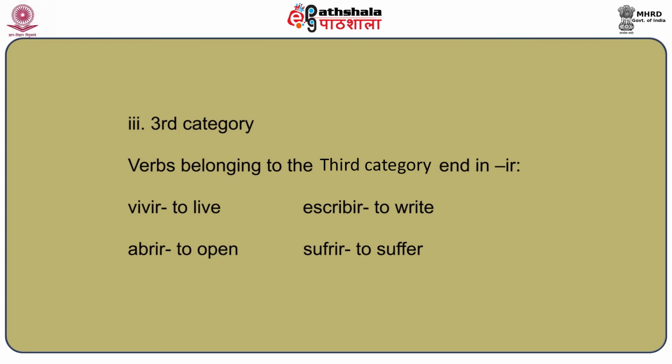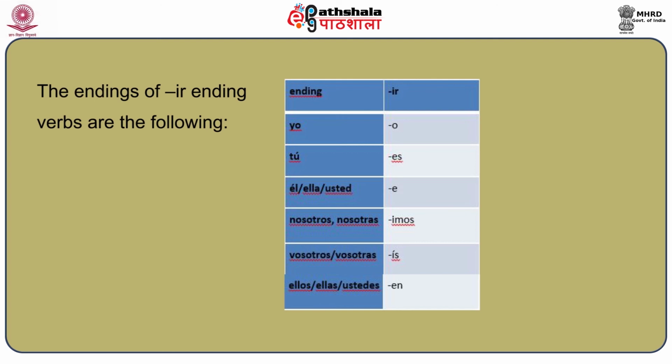So the third category of verbs are the verbs that end in IR. In this category we have some verbs mentioned here which are vivir, abrir, escribir, sufrir. So these verbs, as you can see, are ending with IR. The endings of IR ending verbs are the following. That is, the verbs that end in IR will end with o, es, e, imos, ís, en, as you can see in the table.